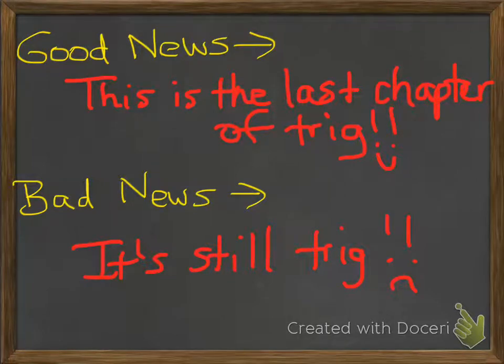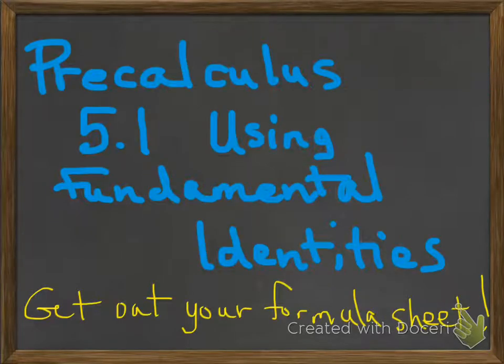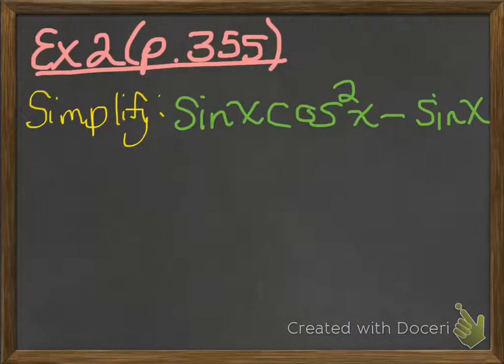Good news, this is the last chapter of trig. The bad news is, it's still trig. This is precalculus 5.1, using fundamental identities. So get out your formula sheet. It's on the unit circle. We'll be using those trig identities.